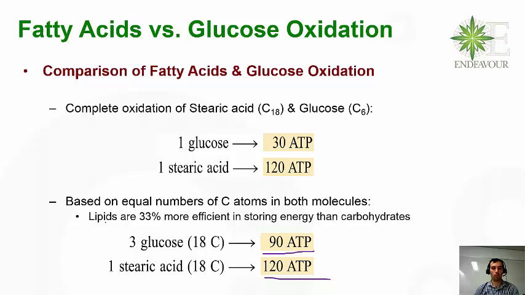So based on this, we can do a calculation to show how much ATP we're getting per carbon. And if you do this, then you see that the lipid is actually 33% more efficient at generating energy from that fuel. You can also think about it as storing energy, because before you do this process, it's energy stored. So basically the lipid is 33% better at giving energy through these processes than the carbohydrate.